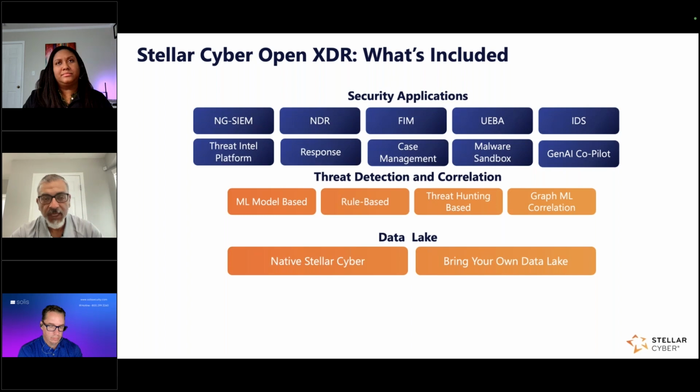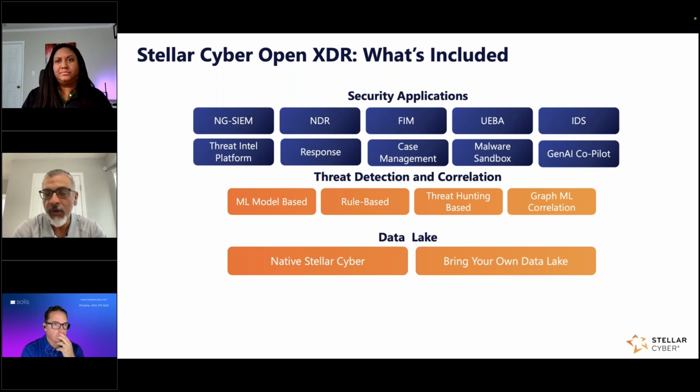So next-gen SIEM, network detection and response, FIM, if you're not aware of that, that's file integrity monitoring. UEBA is behavior analytics. IDS is looking for threats across the network. We have a threat intelligence platform built in. We have response capabilities as well as a malware sandbox, all working in a case management framework. And then our newest addition is our Gen AI Copilot, which takes advantage of the latest advancements in AI to enable security analysts to basically have a conversation with the platform.